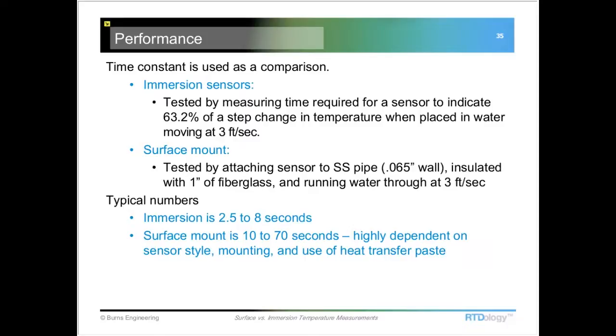And this has to heat up the pipe and everything, so we tried to simulate what a real world situation might be. Immersion sensors, we get about 2.5 to 8 seconds, and surface mount, a really wide range, anywhere from 10 to 70 seconds. These numbers were highly dependent on whether or not a heat transfer paste was used and how the sensor was mounted, how intimately in contact the sensor was with that pipe surface. It makes a huge difference.